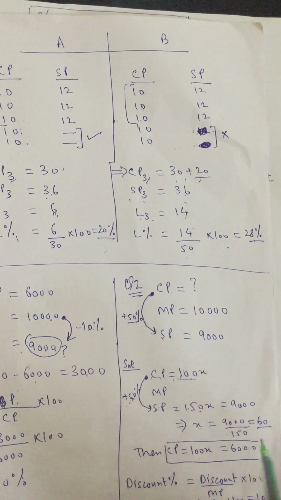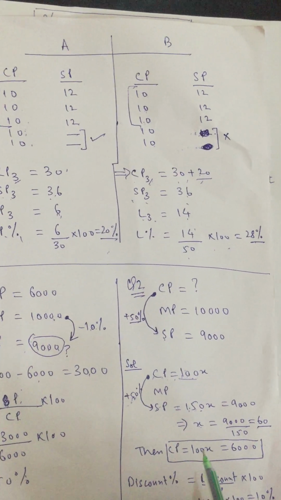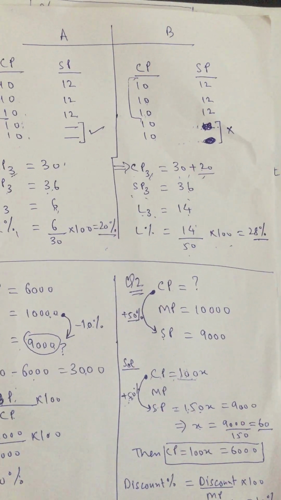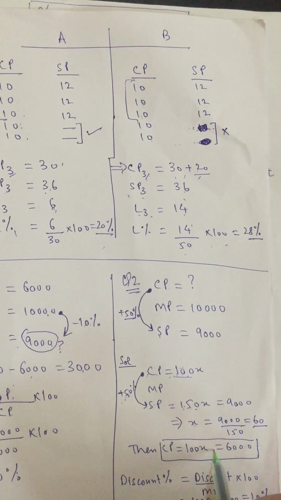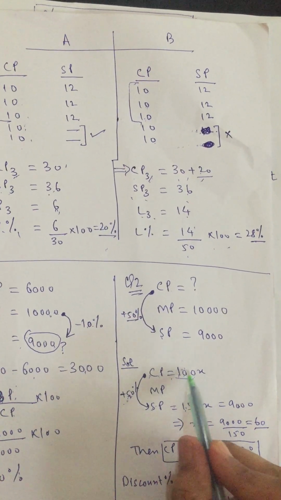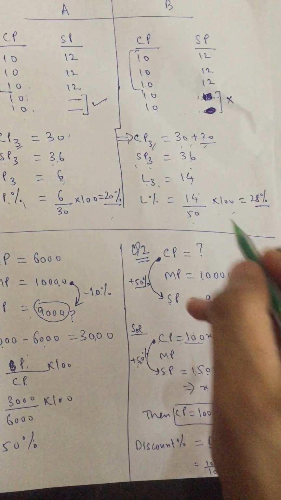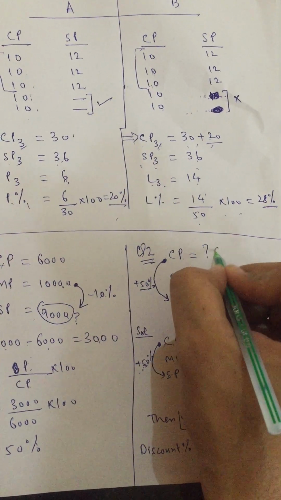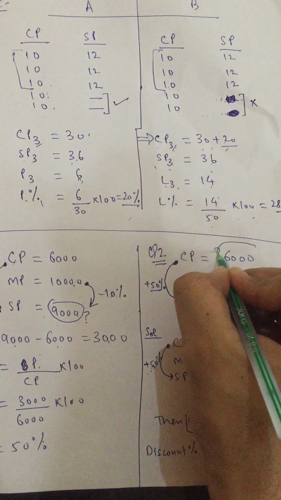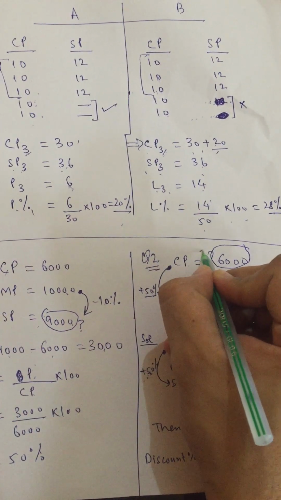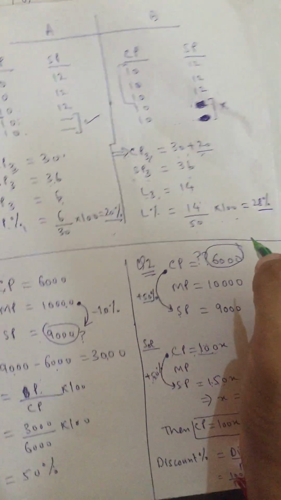x is 60. Now CP is equal to 100x, which is 100 into x. x is 60, so 6,000. Now CP is found out, it is 6,000. Just like in the previous case SP was found, in this case CP is found, 6,000.